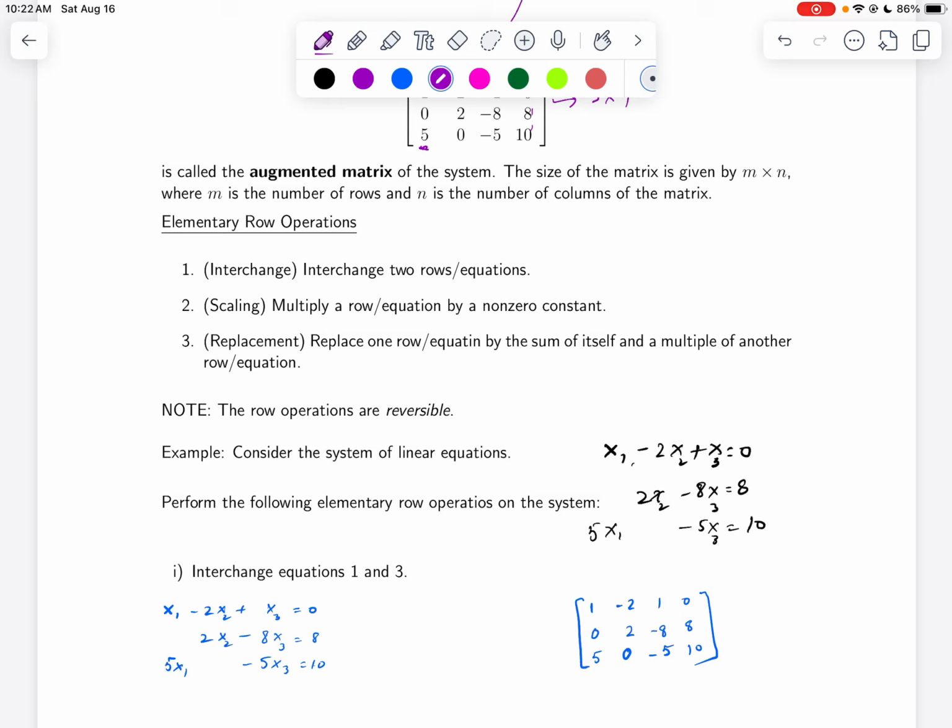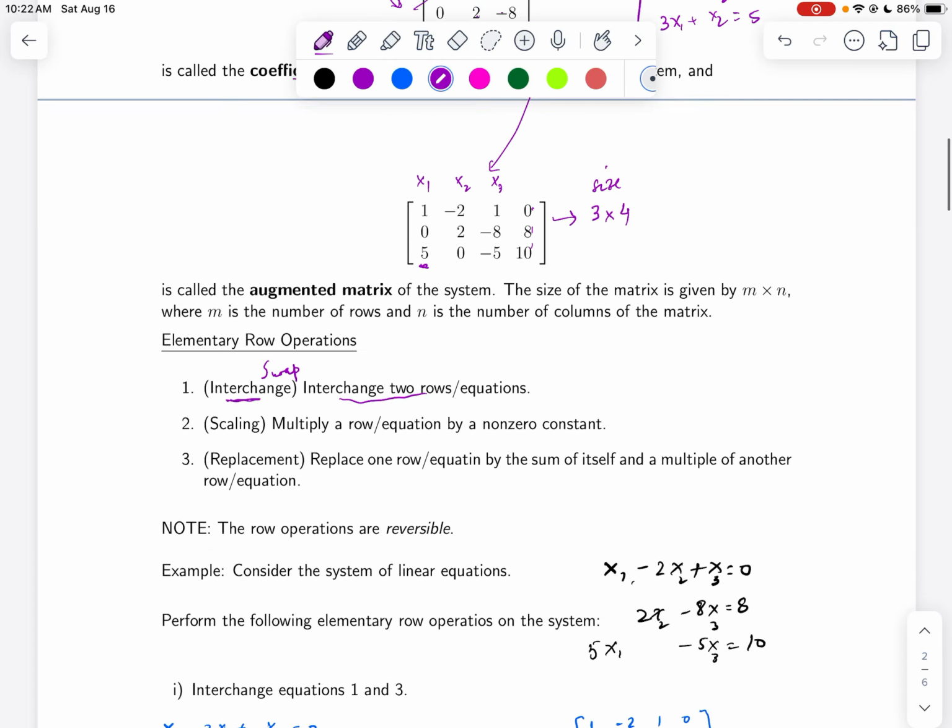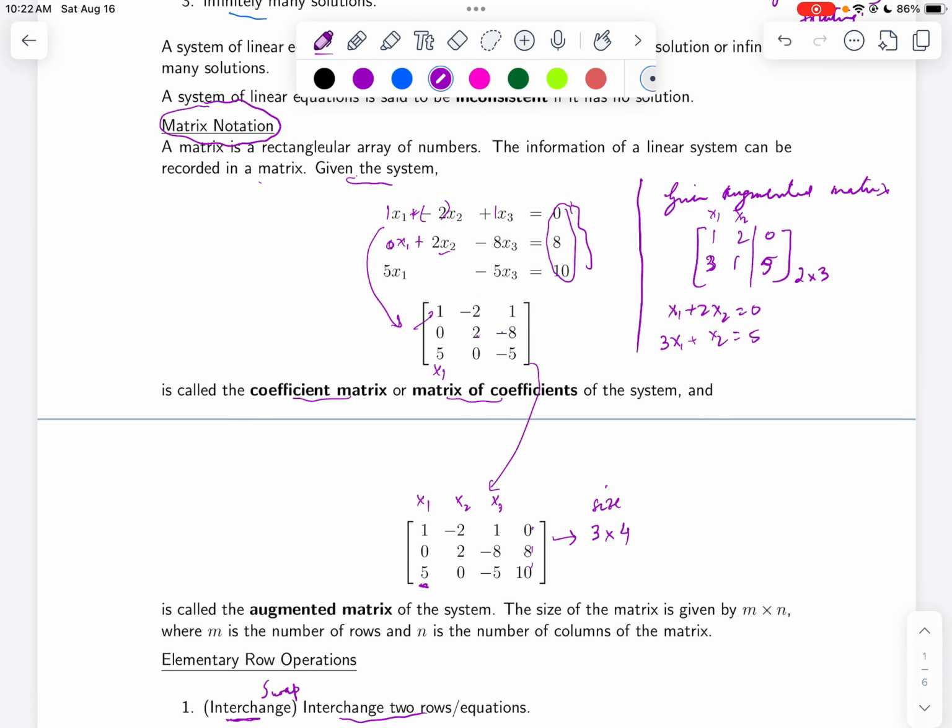So the first one is that we can interchange, or swap. What does that mean? You can interchange two rows or two equations. For example, for these equations here, if for some reason I need to, I can swap equation 1 and 3, or equation 1 and 2, or 2 and 3, whichever is needed. We will see an example of how we do that.